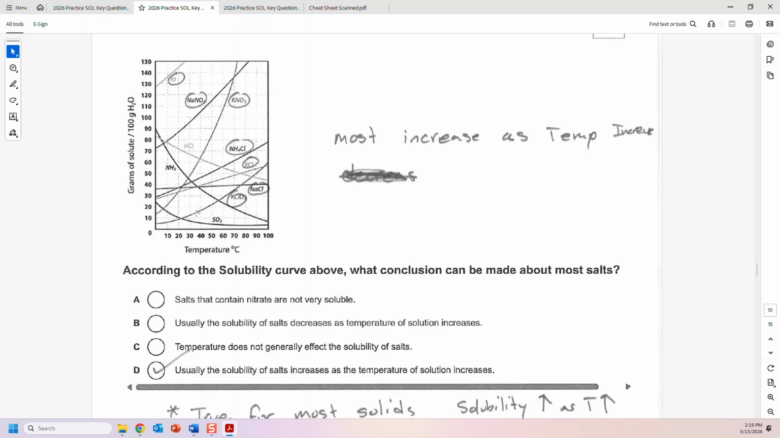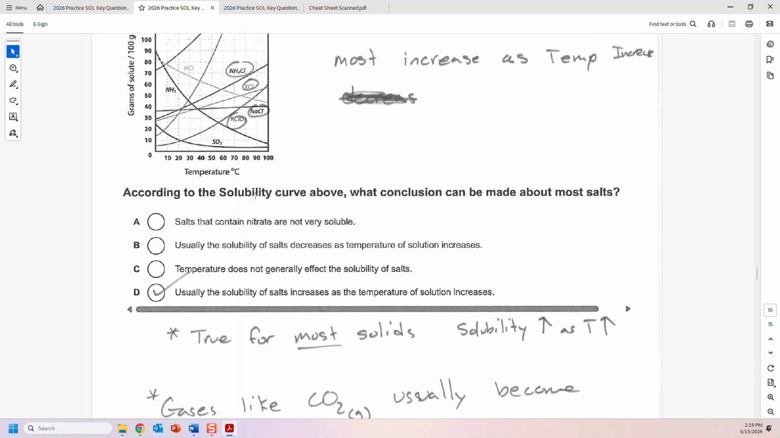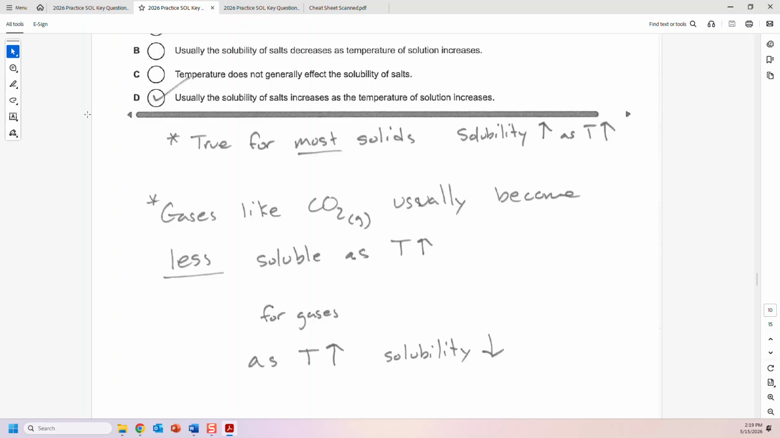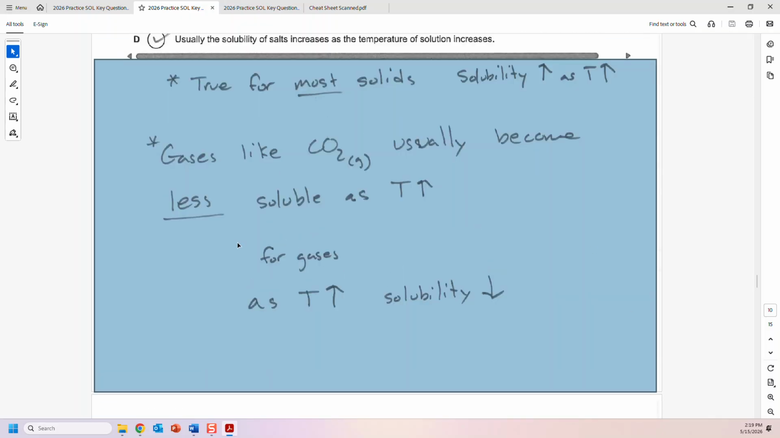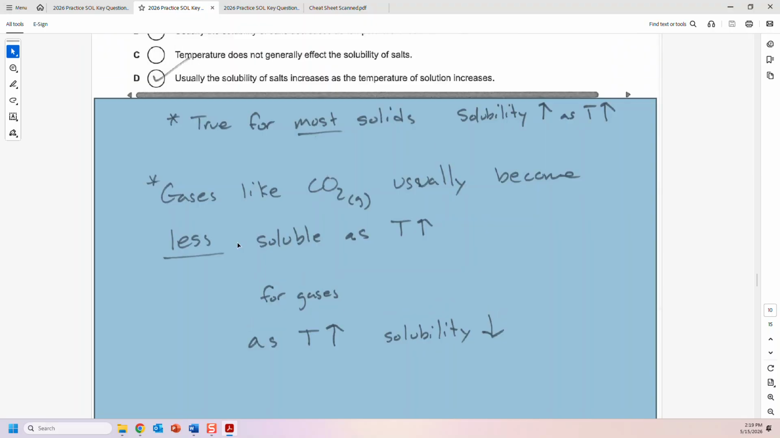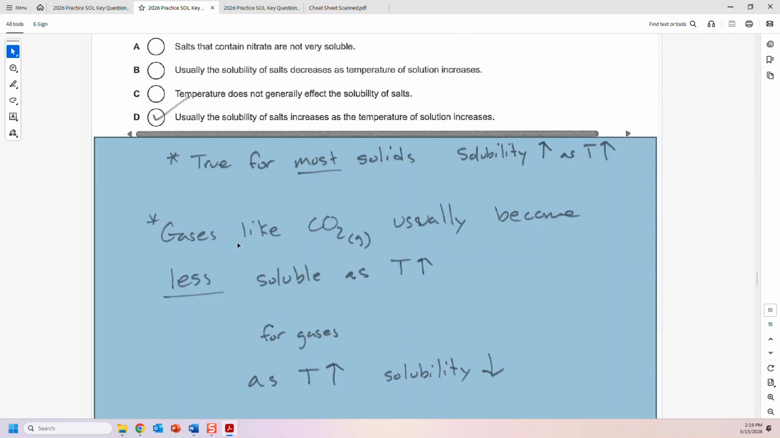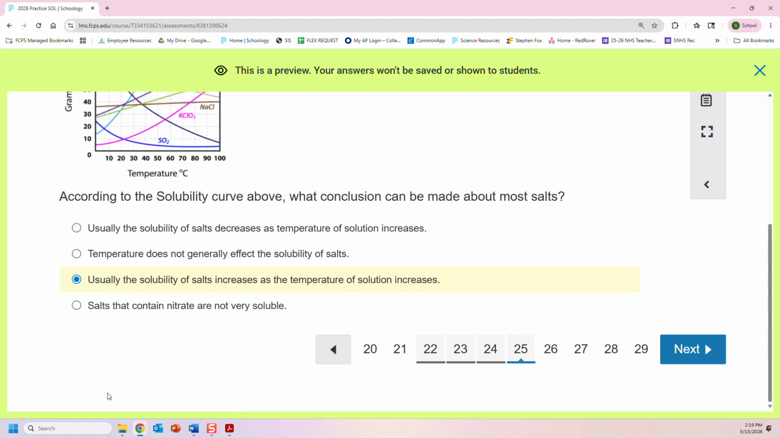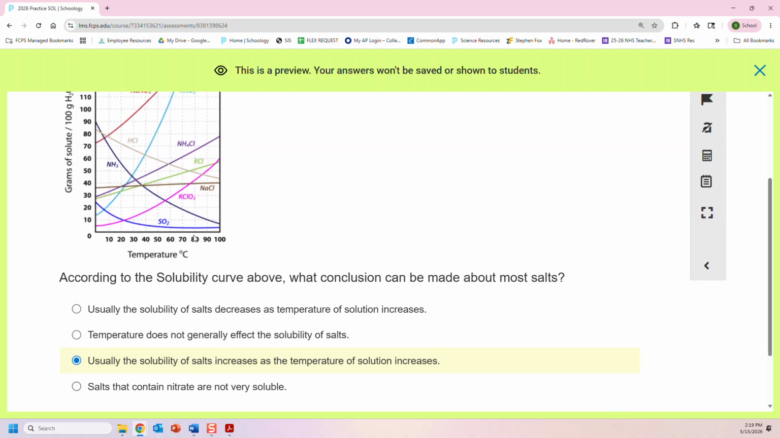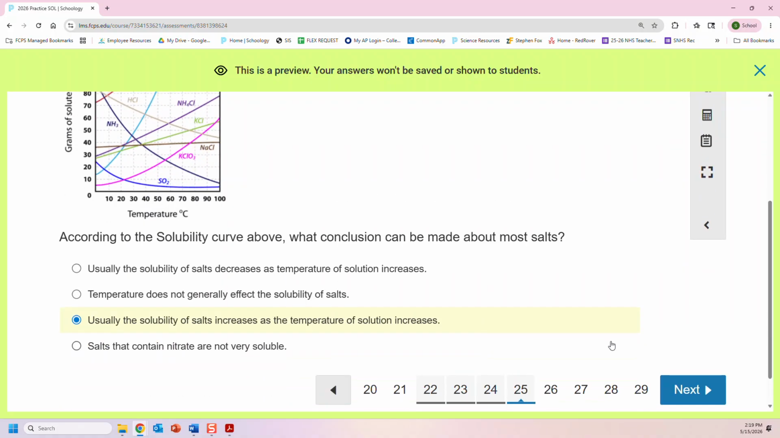But for solids, they usually become more soluble as temperature increases. So it's just maybe a good fun fact to know. Gases usually less soluble, solids usually more soluble as the temperature of your water increases. So yeah, the solubility of salts increases, solubility of gases decreases as temperature increases.